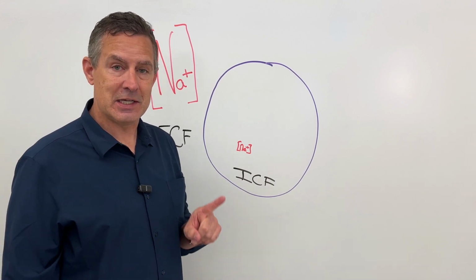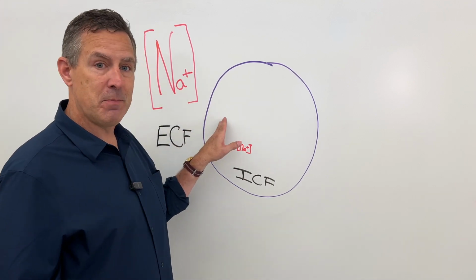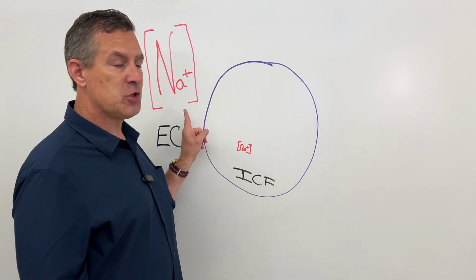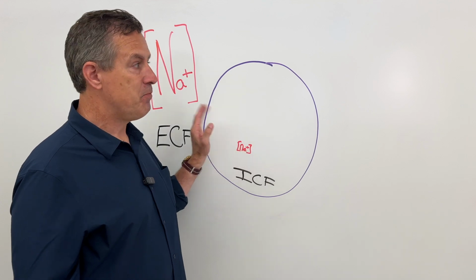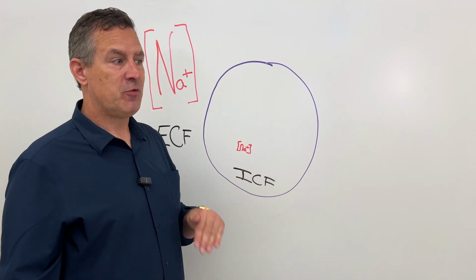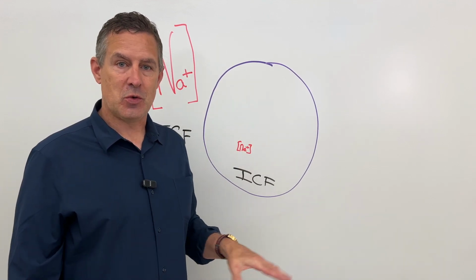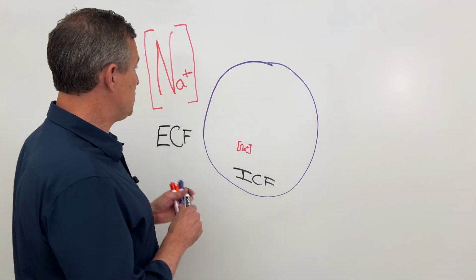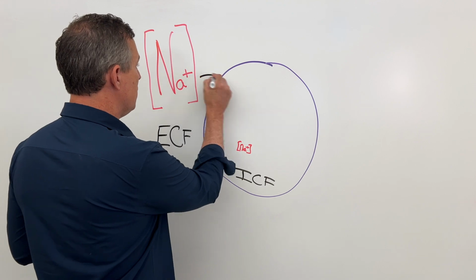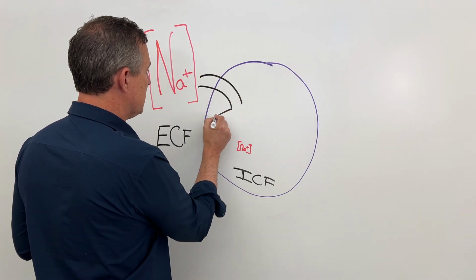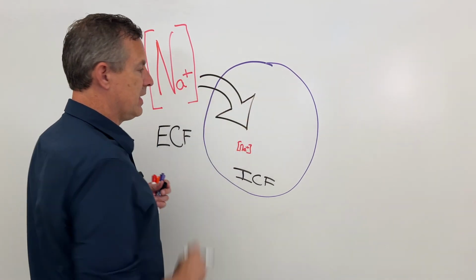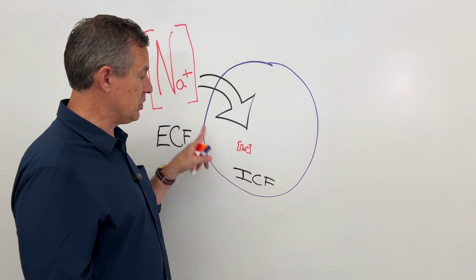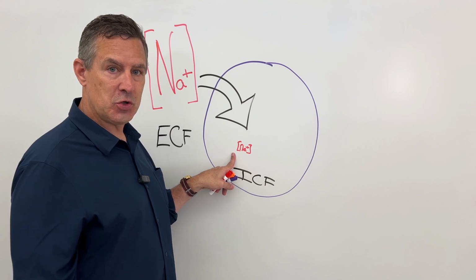To be very clear, I briefly mentioned that the plasma membrane is selectively permeable, and for sodium to move into the cell, it requires a channel. For simplicity, I'm not drawing the channel right now. We'll talk about channels in a subsequent video. So sodium will move passively into the cell down its chemical gradient from an area of high concentration to an area of low concentration.